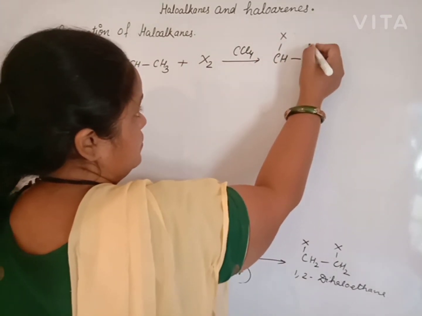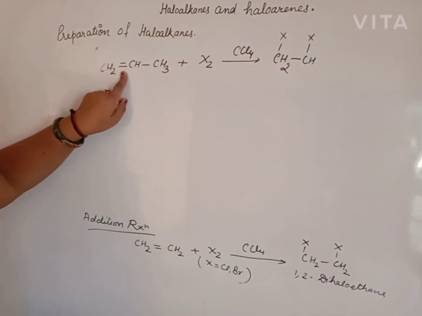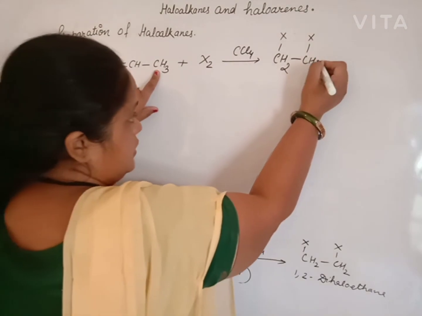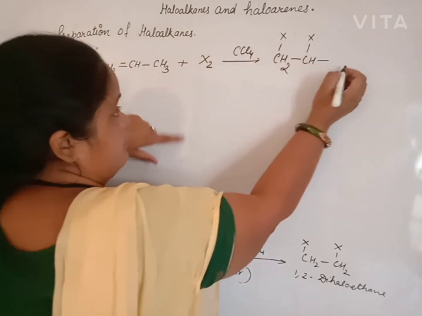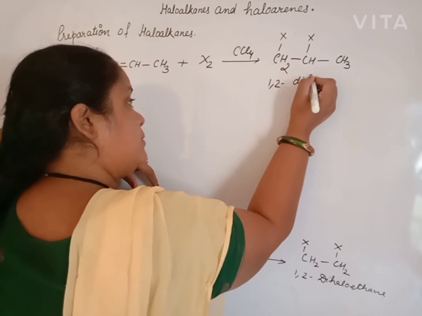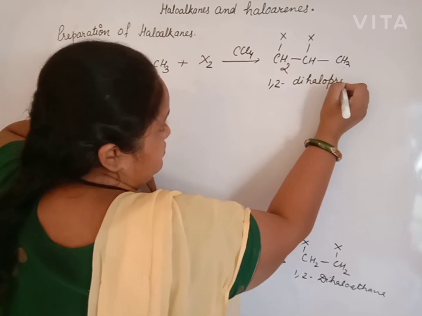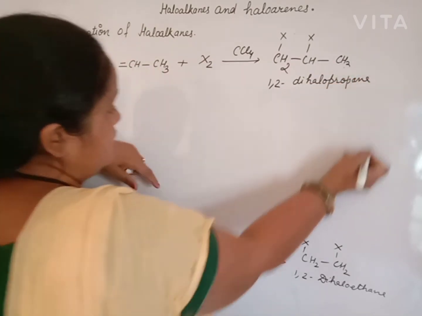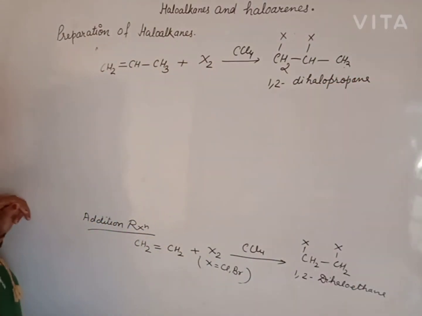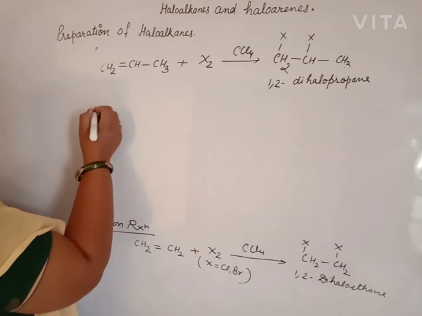dihalo compound because double bond or unsaturation is there. Here substitution is not done under this condition. 1,2 dihalo. You have 3 carbon propane, like this. Now if the reagent is unsymmetrical and the alkene is symmetrical.